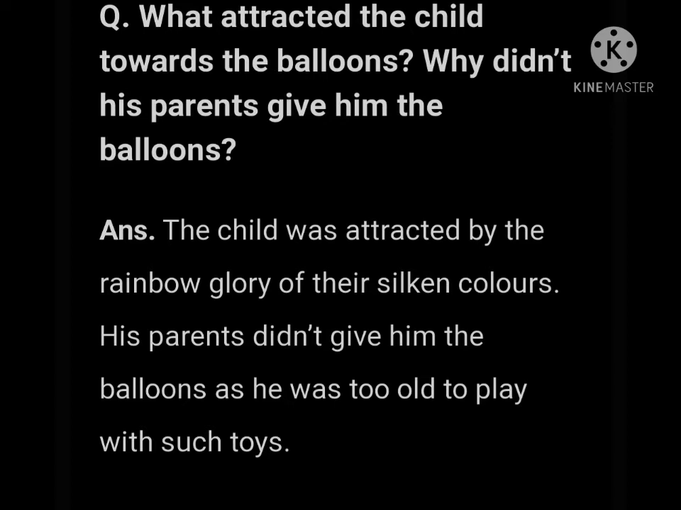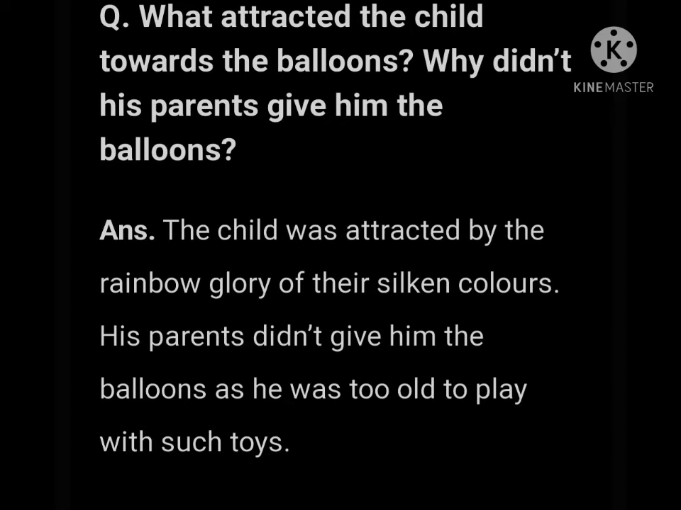Of course, his parents did not allow him to have the balloons as he was too old to play with such toys. So they found it quite a useless thing for a child to play with. Basically, here it is about the worth of money, whether the balloons are worth spending the money on, as we know that the parents did not have much money to spend, so they were basically trying to save money. So that is what the first answer is.